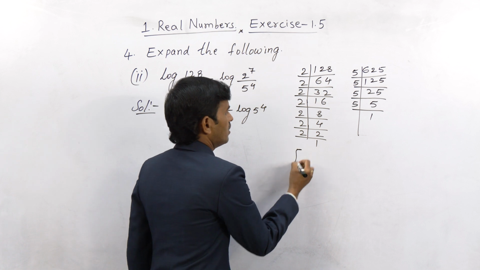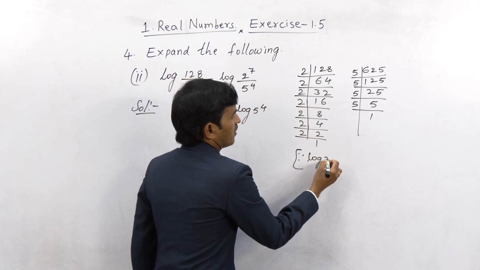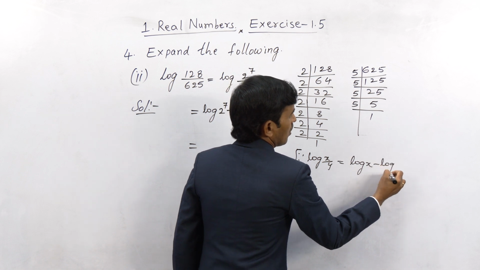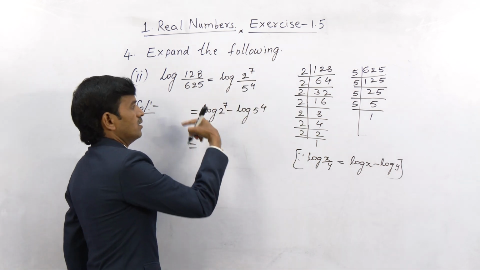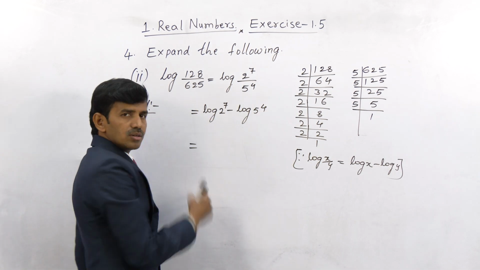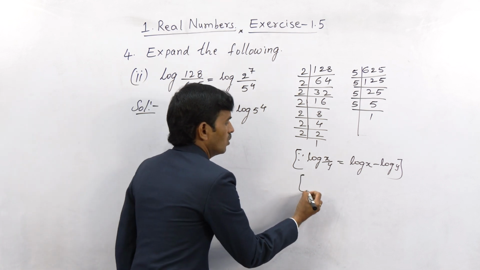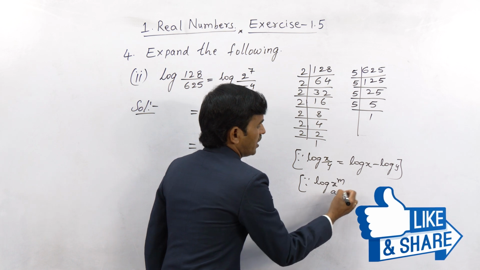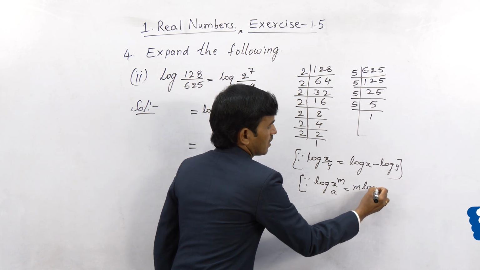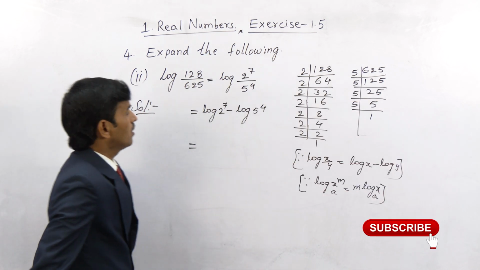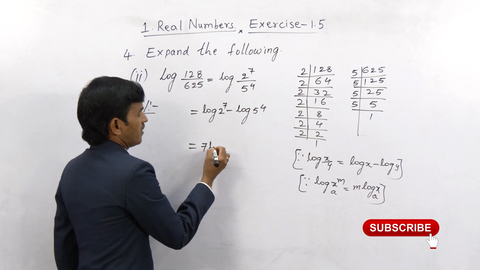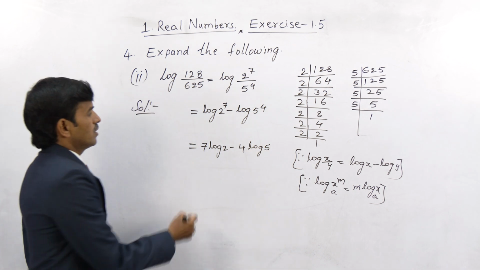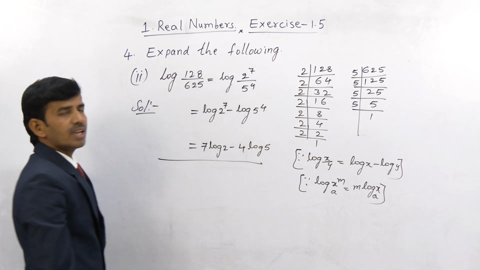Let us write the formula here. Log of x by y is equal to log x minus log y. Next, this power becomes what? A product. Based on the power rule, that is log of x power m to the base a is equal to m log x to the base a. So we can write it as 7 log 2 minus 4 log 5. This is the expansion of the given logarithm.